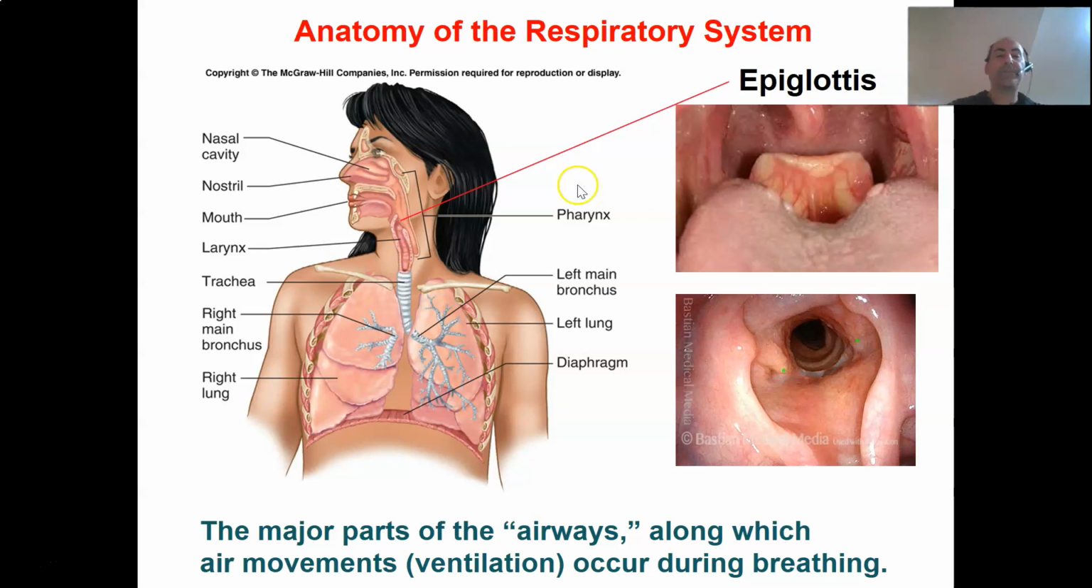Basic anatomy, right? You have the nasal cavity, the nostrils where you can breathe through. You have your mouth. You have the larynx where the voice box is located. And above the larynx, you have the pharynx, which is soft tissue. Oftentimes the tongue and the pharynx are problematic in people that have something called sleep apnea. And we can talk about that later.